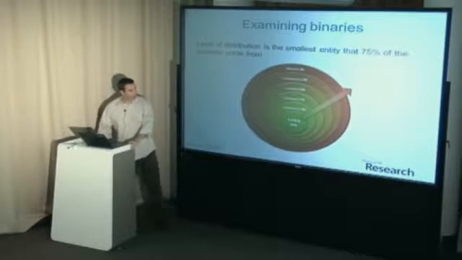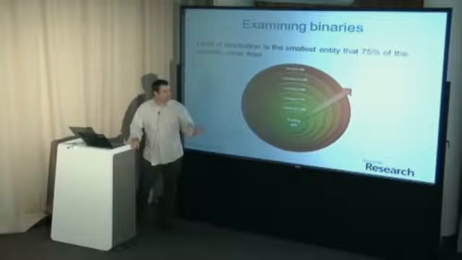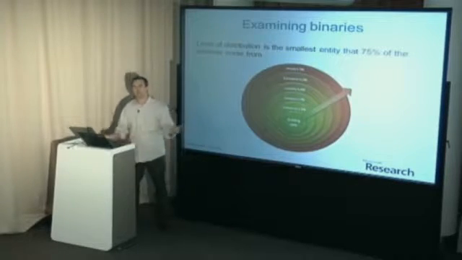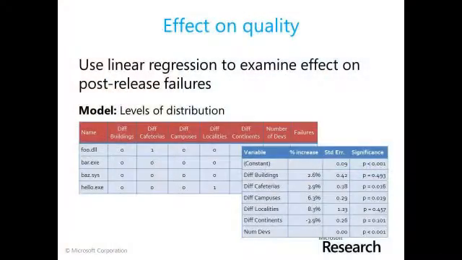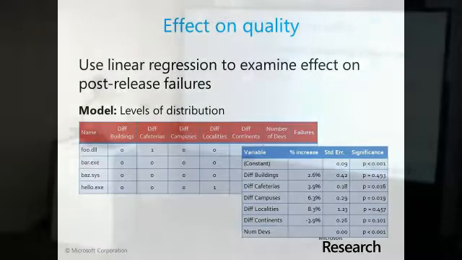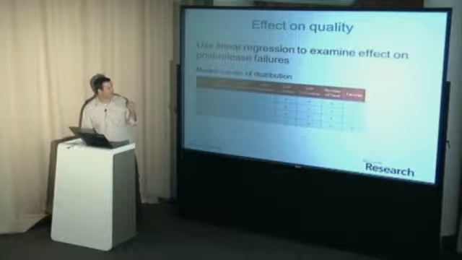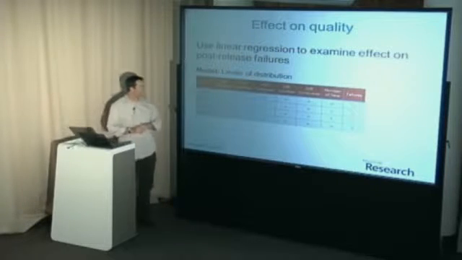And our hypothesis, at least, based on the prior literature, is that as the level of distribution increases, it will have a negative impact on quality. We measure quality as the number of bug fixes that need to be made to individual binaries. And the way that we did this was we used linear regression, a standard method in statistics. And this is basically what our data looked like.